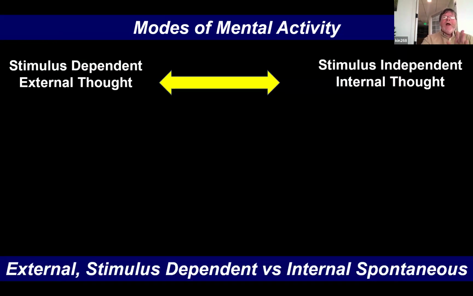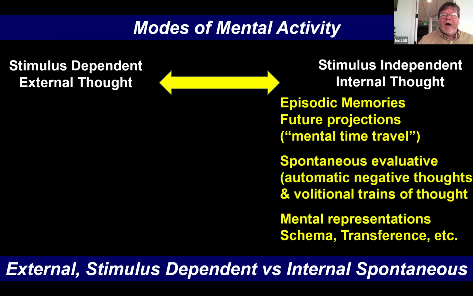There's one way of thinking about mental activity. There are many ways, but one way to slice it is to think of stimulus-dependent external activity, like I'm focusing, I'm playing basketball, I'm doing my talk. And there's internal thought, like I'm thinking about what's for lunch and what I'm going to do next. And these things go back and forth. So: episodic memories, future projections, mental time travel, spontaneous automatic evaluation of situations, which can be positive or negative.